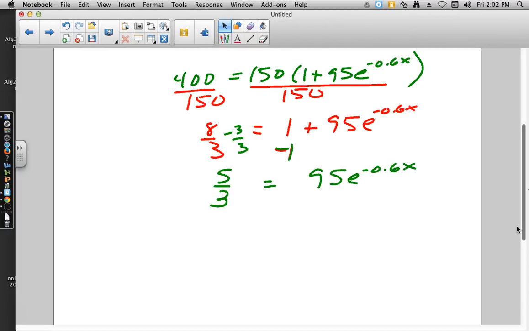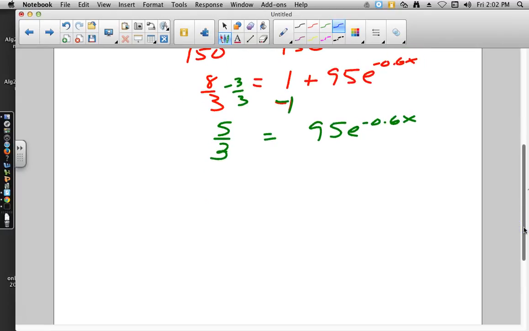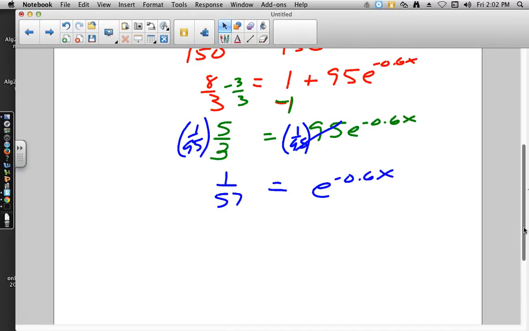And normally what we would do is divide both sides by 95, but because we already have a fraction on the other side, let's go ahead and multiply by the reciprocal. And when you do that, I mean, it's not beautiful, but it's not awful either. 1/57th is what we get. Here we have our e to the negative 0.6x. And then e, the base, is exposed.